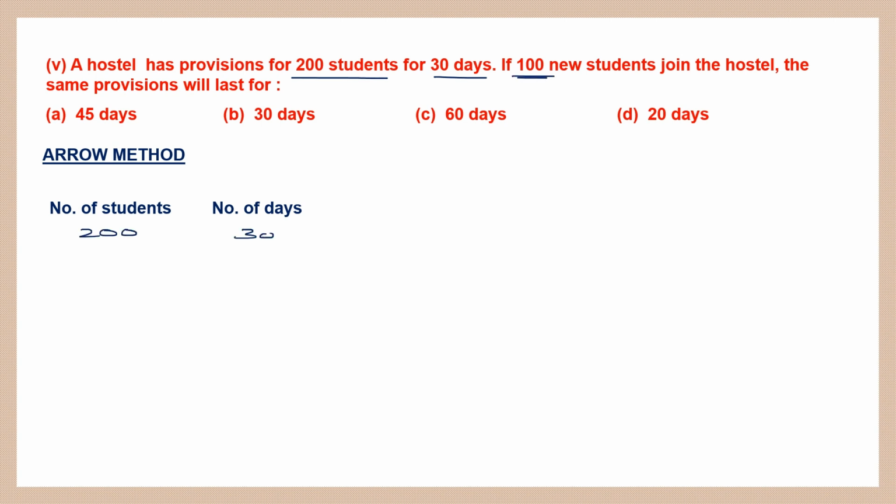Then 100 new students join the hostel. So 200 plus 100 makes it 300. And here we don't know, so we're going to write X because we don't know the number of days. And then here what do we see?